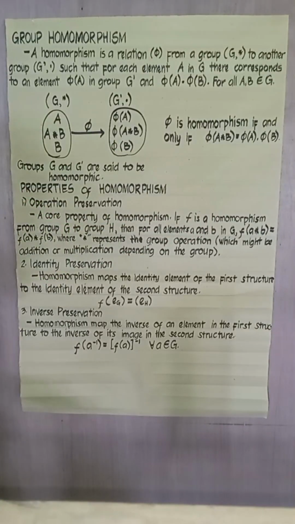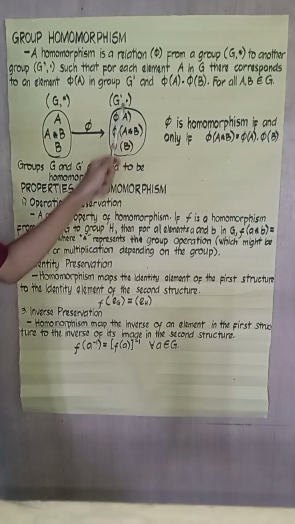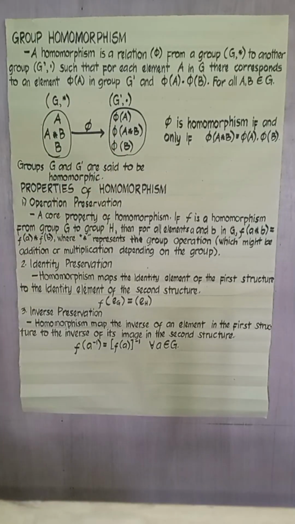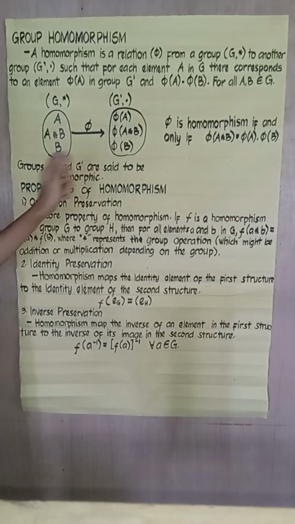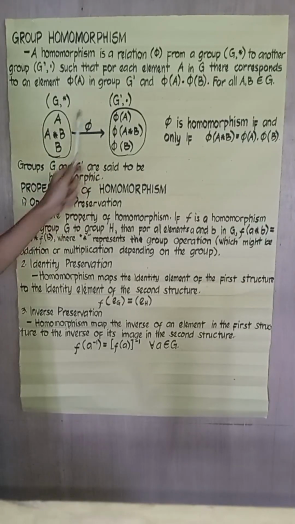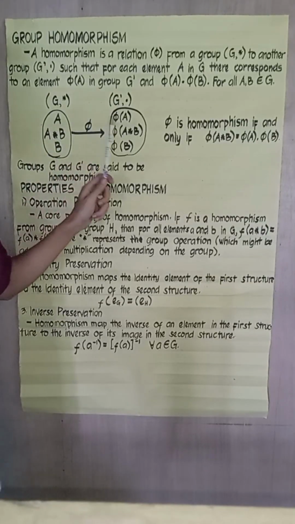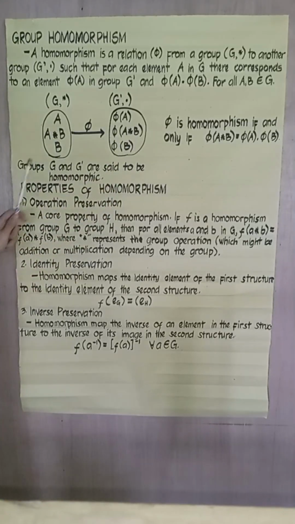And take note that star is a binary operation of group G and dot is another binary operation of group G prime. You may notice that this phi is a homomorphism, so we call it homomorphic. Or we can say that group G and group G prime are said to be homomorphic.